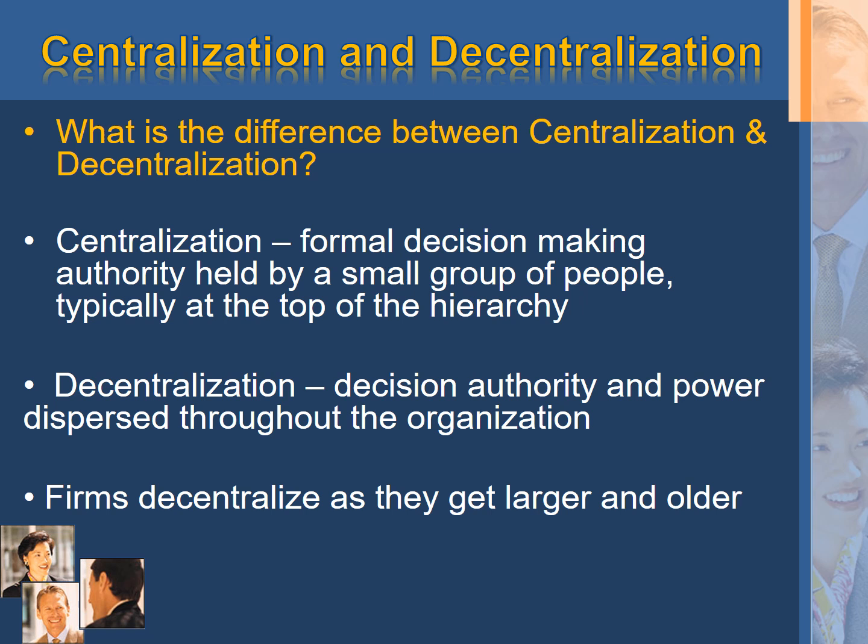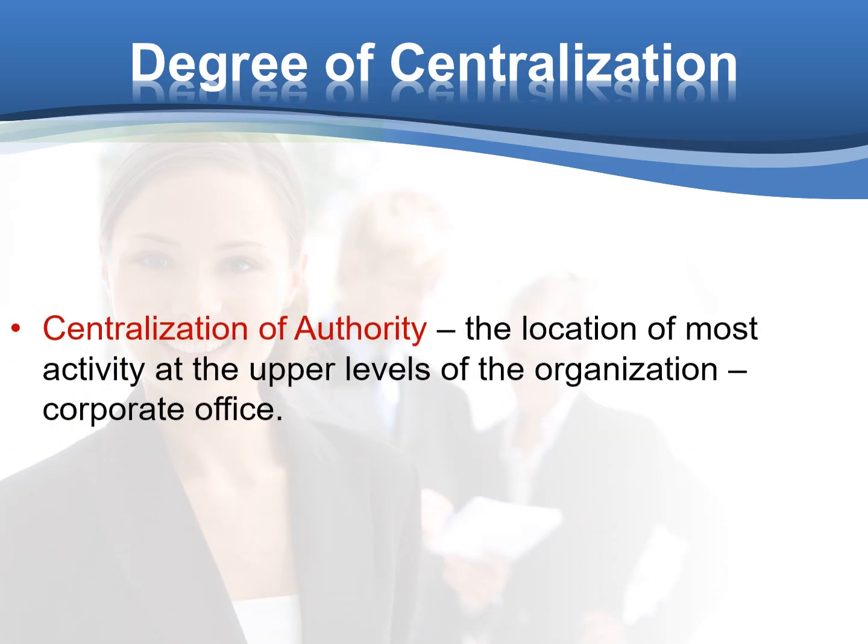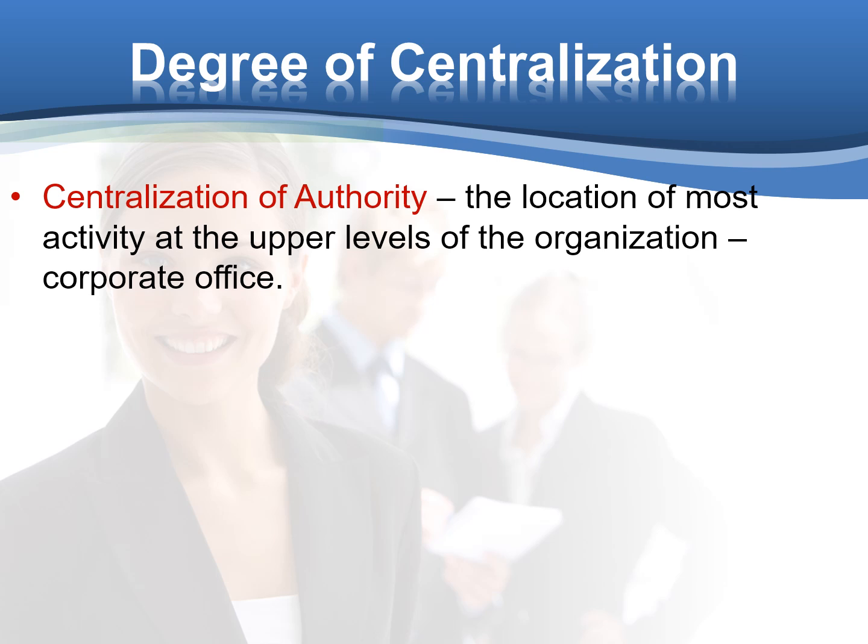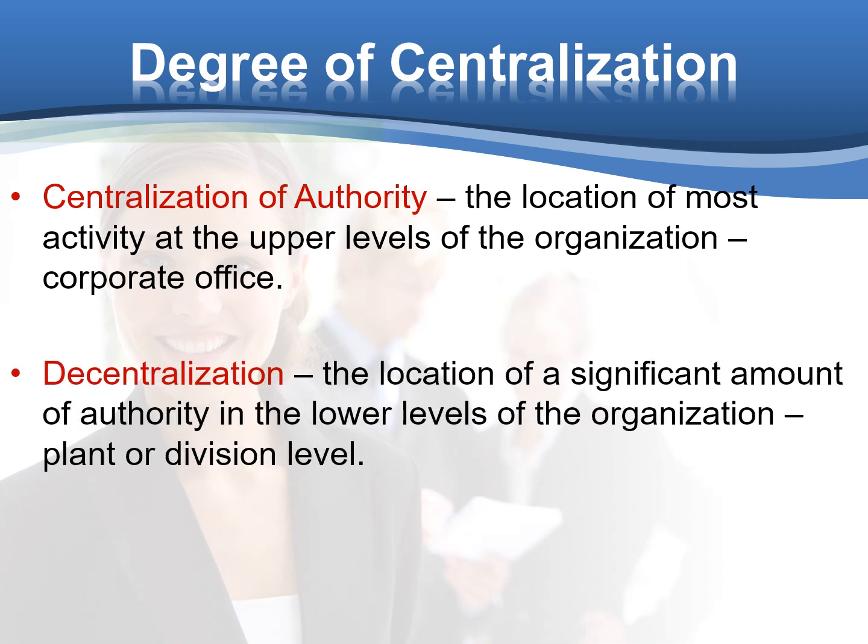Centralization and decentralization. Centralization is formal decision making authority held by a small group of people, typically at the top, and decentralization is decision authority and power dispersed downward throughout the organization. Firms tend to decentralize as they get larger and older. The degree of centralization starts with the centralization of authority, the location of the most authority at the upper levels of the organization, for instance, the corporate office. Decentralization is the location of a significant amount of authority in the lower levels of the organization, more at the plant or divisional level.